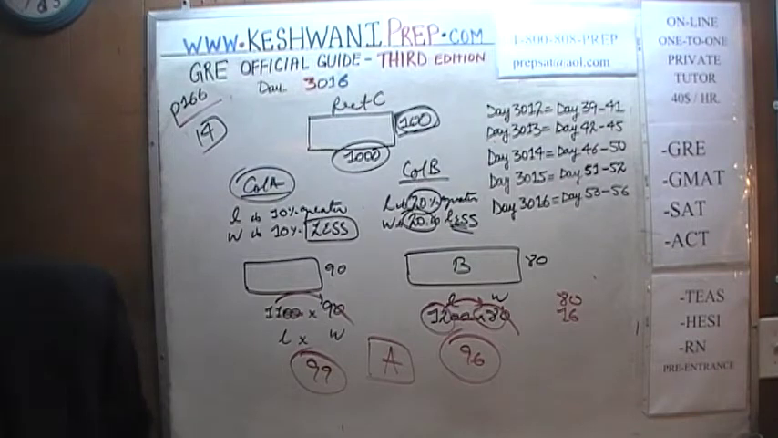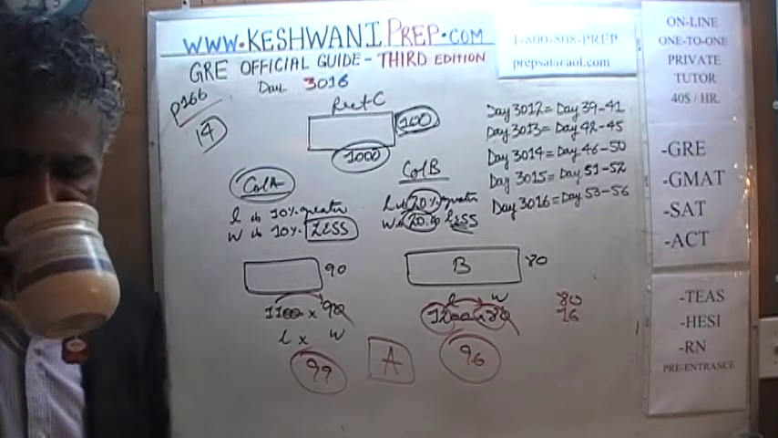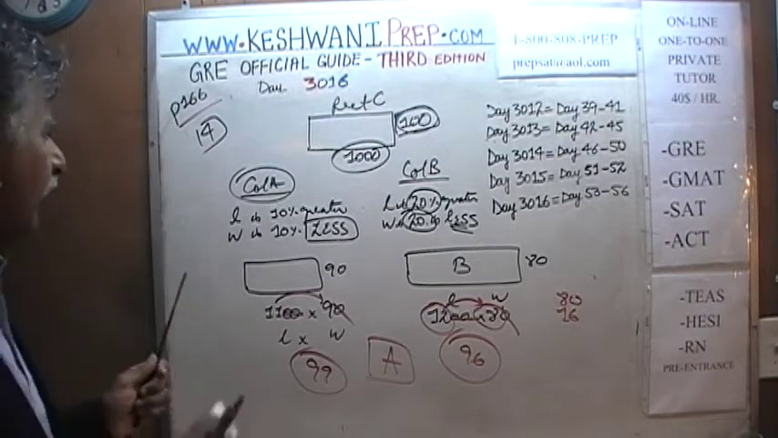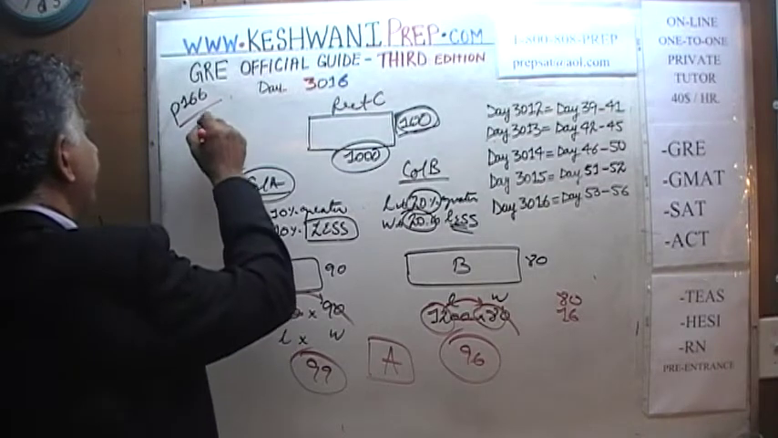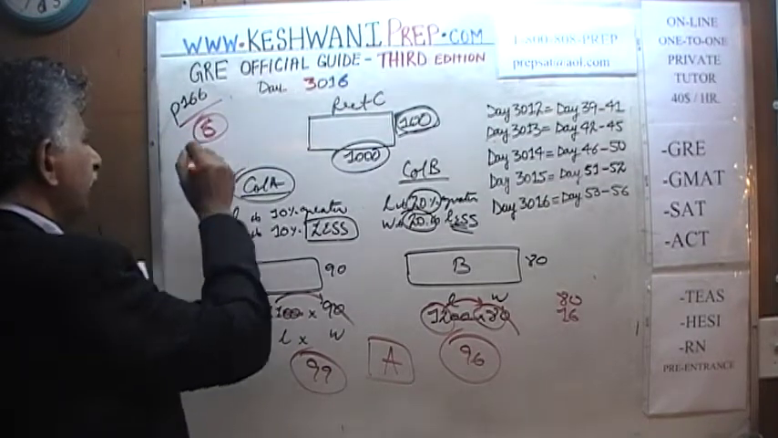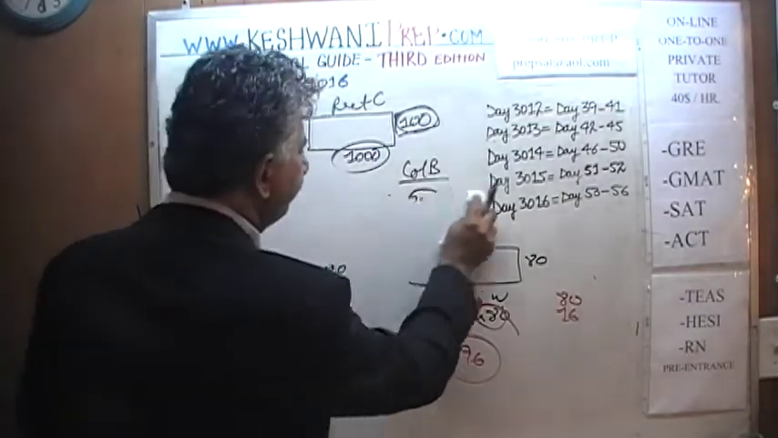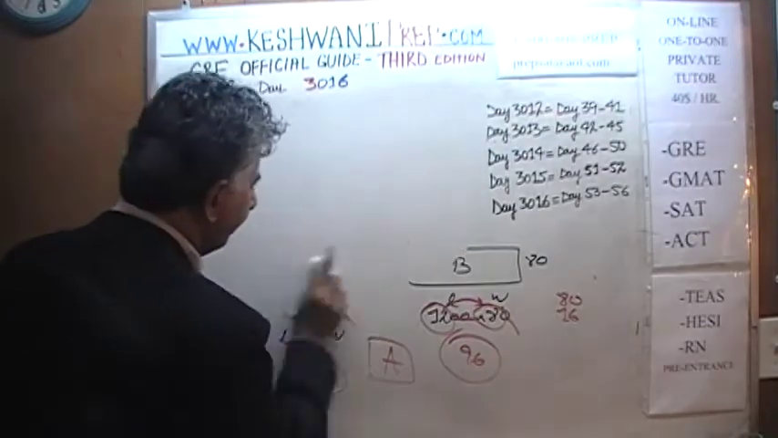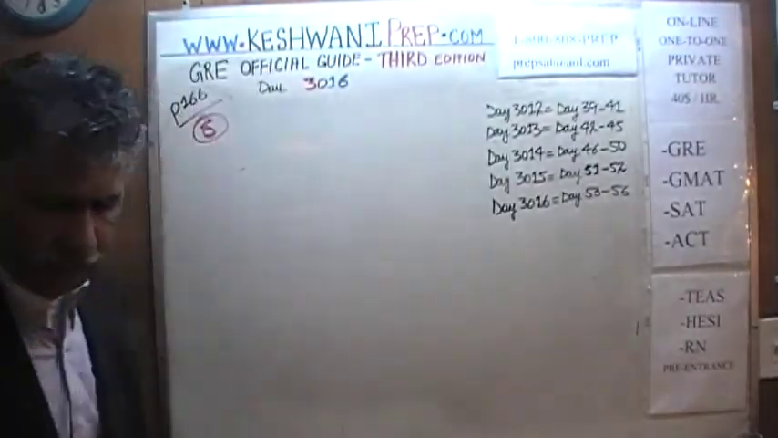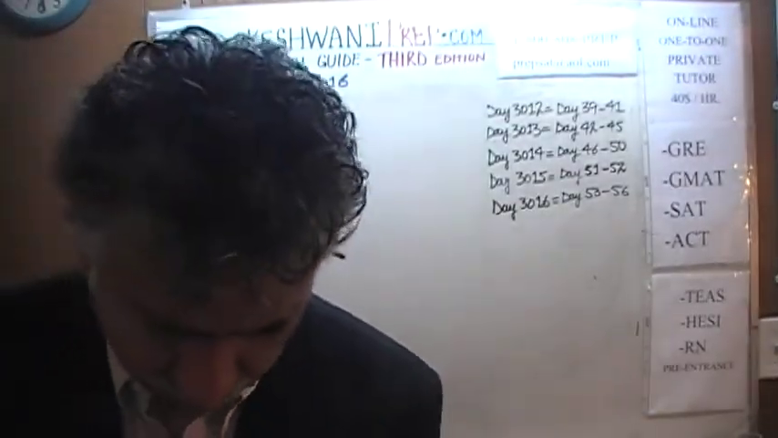Let's move on to the next one. This was problem number 4. Let's move on to problem number 5. Or rather, let's go to problem number 6. Problem number 5 is a little bit complicated, so let's go to problem number 6 for the time being. Problem number 6 is very straightforward. Let's knock that out first, and then we'll see how much time we have taken.